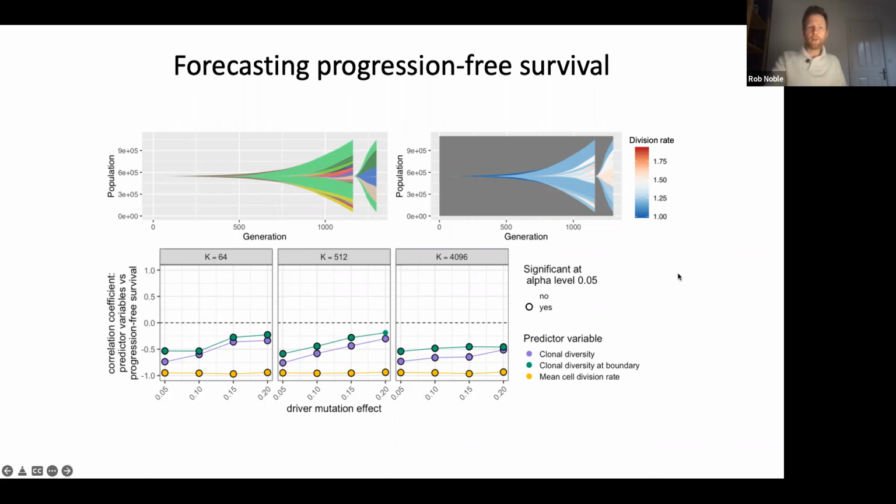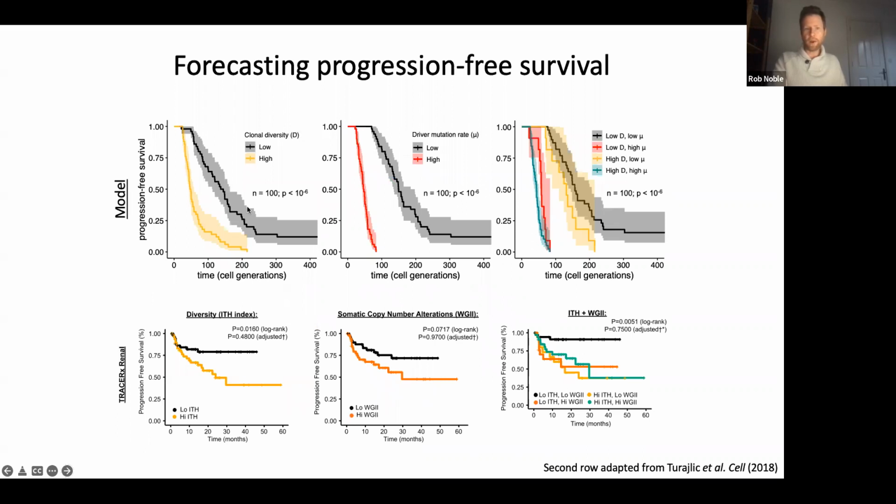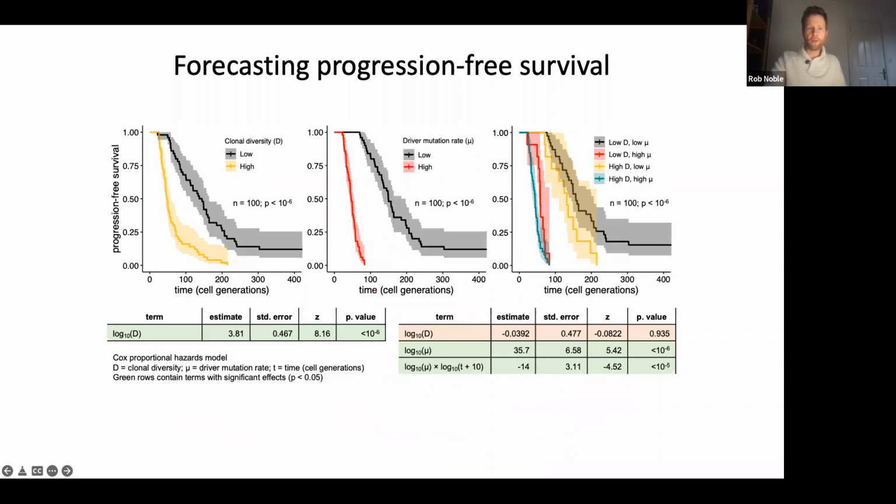What we found is that clonal diversity by itself was not a particularly good predictor, but if we combined it with intratumor heterogeneity, then we got qualitatively similar results to TRACERx. So the top row is our model and the bottom row is TRACERx, and they're qualitatively consistent. But what we again found is that this is largely because the intratumor diversity is a consequence of the instability. It becomes a proxy for the instability. So we were able to look at this in a Cox proportional hazards model, and to some extent explain what might have been going on in their studies.